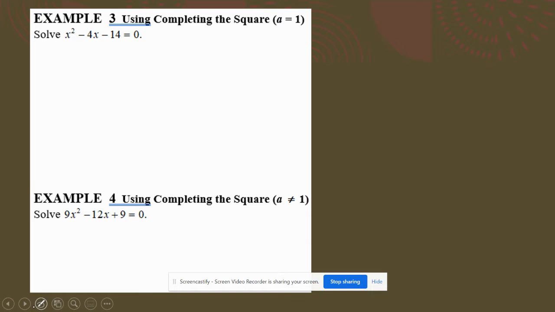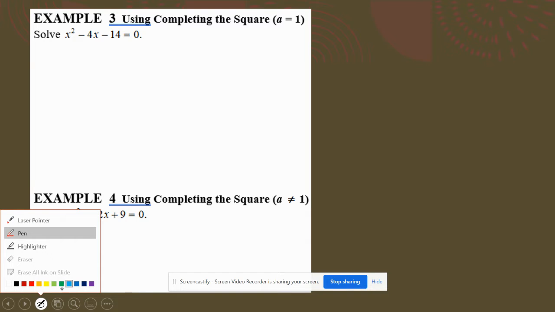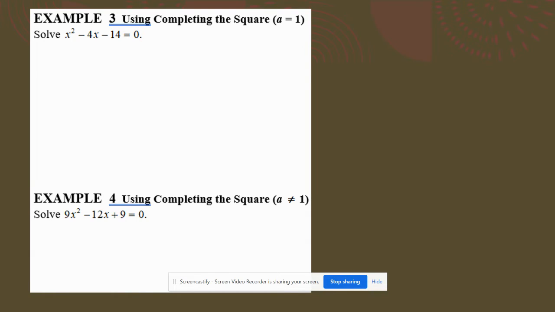So the first thing I'm checking is, do I have a greatest common factor with x, 4, and 14? The answer to that is no. I would also want to check to see, well, can I factor this? Are there factors of negative 14 that add to 4? And the answer to that is also no. So I will start by moving the 14 over and creating a space to make this left side factorable.